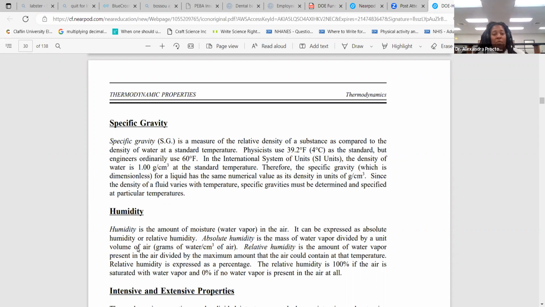Humidity is the amount of moisture, water vapor, in the air. And it's expressed as absolute humidity or relative humidity. So absolute humidity is the mass of water vapor divided by a unit of volume of air. And that is in grams of water per cubic centimeter of air. So for absolute humidity, they gave you some units, okay, using the SI system.